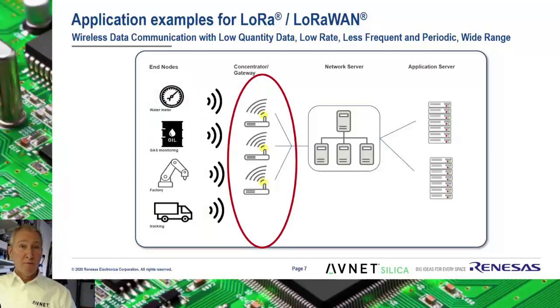Next we see the gateway. This device is typically a standard off-the-shelf device from Dragino, Kerlink, Multitech or any number of vendors. The gateway receives LoRa messages from the nodes and relays them to a LoRa network server, or LNS, via Ethernet, Wi-Fi or cellular connection.